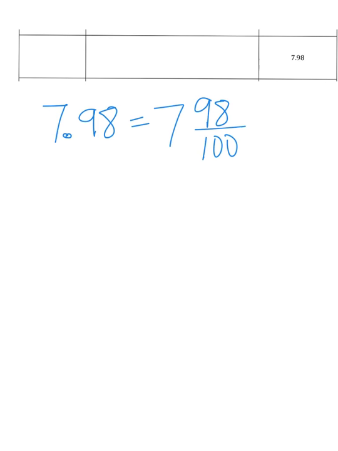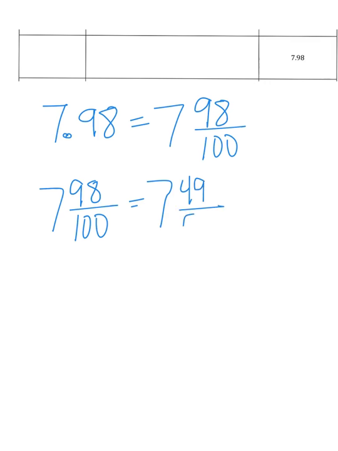Now we can take the fraction and write it in simplest form. If you're not sure of the greatest common factor, remember you can always start by simplifying, dividing by a smaller number like 2 or 3. If we divide this by 2, we get 7 and 49/50ths. And just by dividing by 2, our solution is in simplest form.